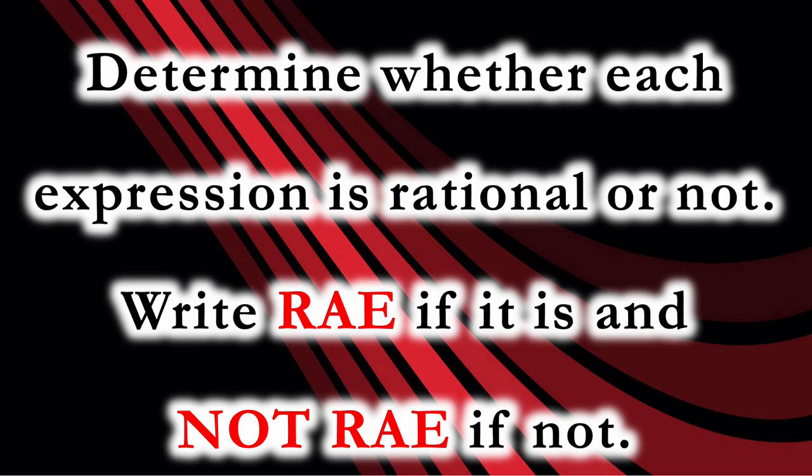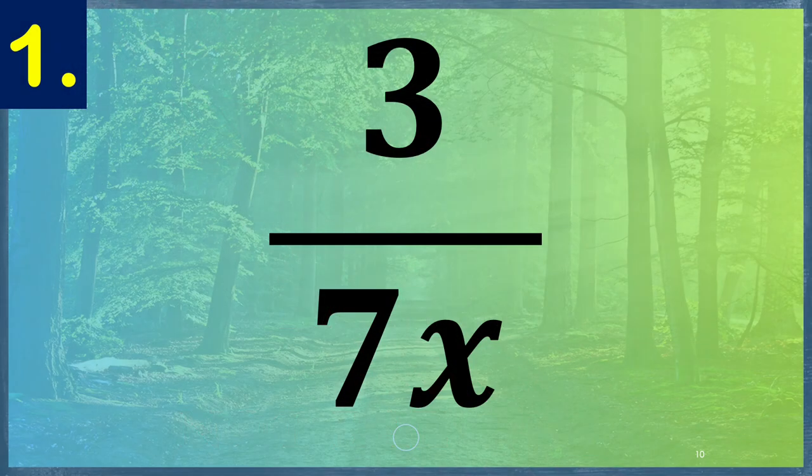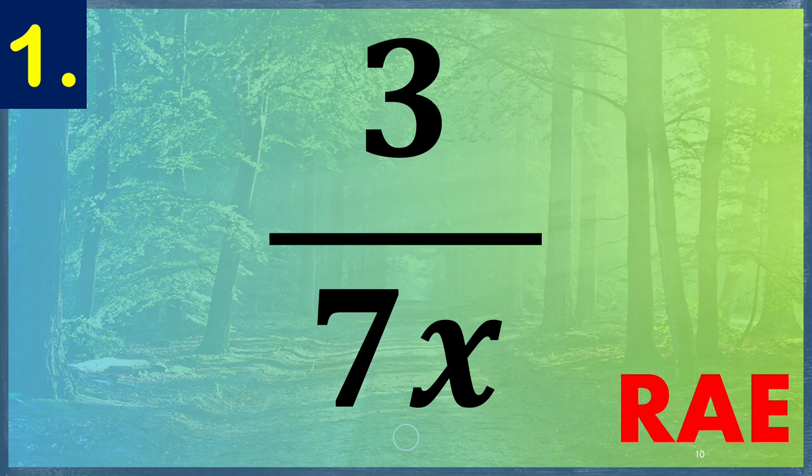So, let us determine whether each expression is rational or not. So, let's say RAE if it is, or pag hindi naman, just say not RAE. First example, 3 over 7x. So, let us see, is it 3 and 7x? X are both polynomials. Are they expressed in the form of quotient? Are they both monomials? Yes, they are. So, siya ay RAE or rational algebraic expressions.